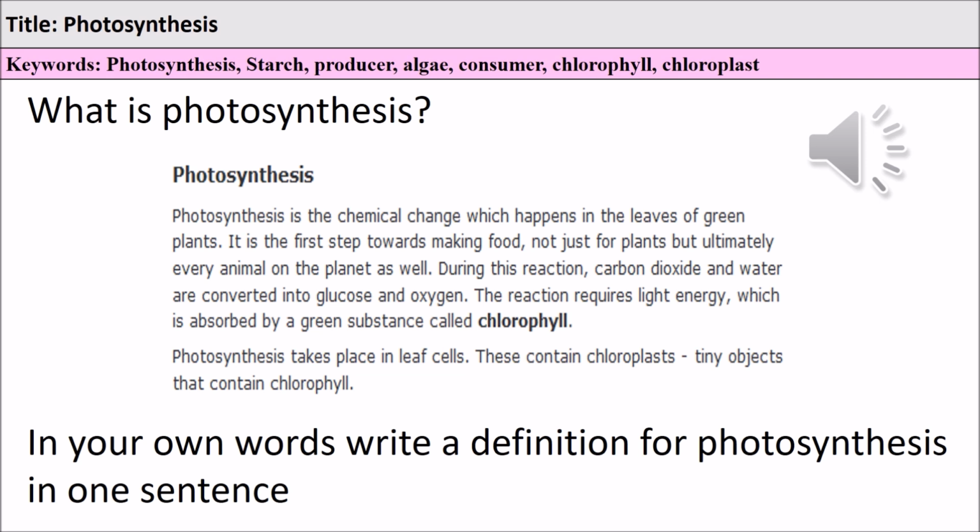So we know what a plant needs to grow and develop and be healthy, but we need an actual definition for this new word, photosynthesis. Photosynthesis is a chemical change. It happens in our green leaves and it makes food. It turns carbon dioxide and water into glucose and oxygen using that green substance called chlorophyll.